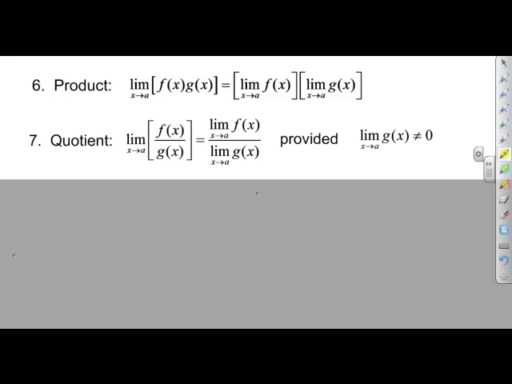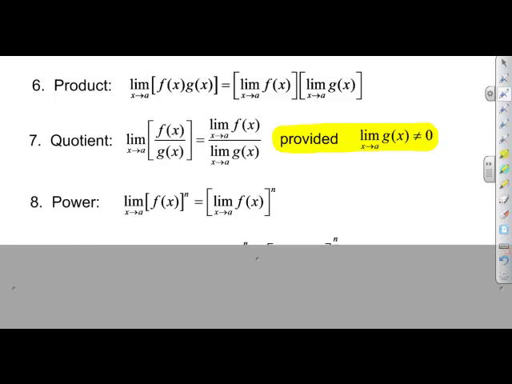And then this extra stuff here is basically saying that anytime you have a fraction, anytime you have a quotient, you've got to make sure you're not dividing by 0. So this quotient rule only works if the limit of the denominator is some number other than 0. If you end up with a 0 for that bottom limit, then you've got to go about this in a different way, and you're not going to be able to evaluate it using just the quotient rule.